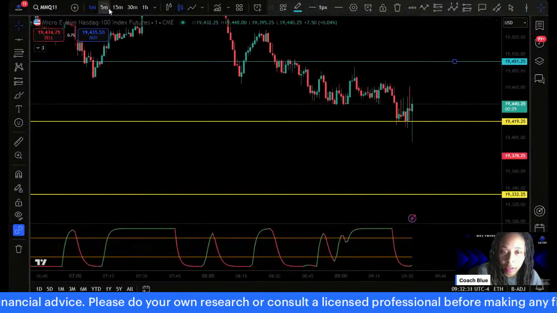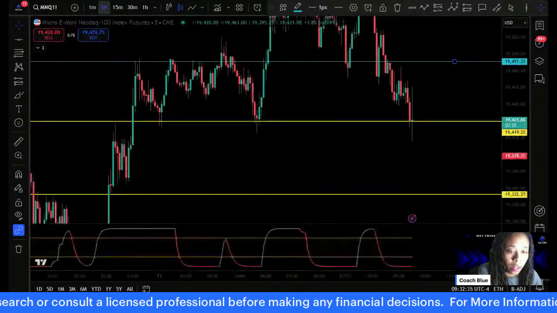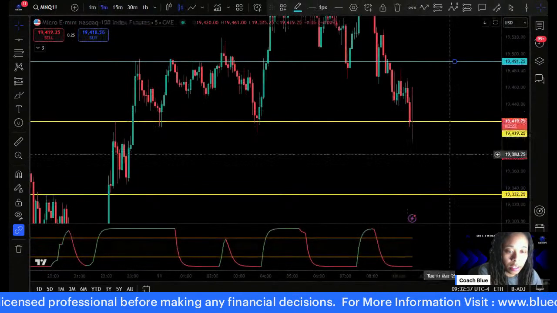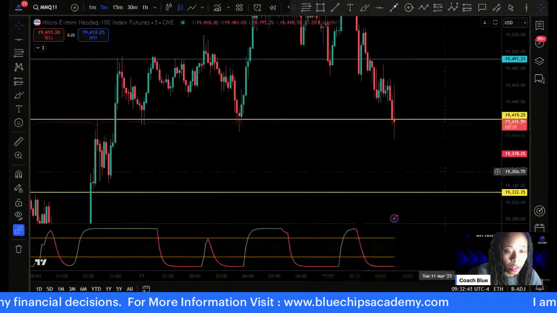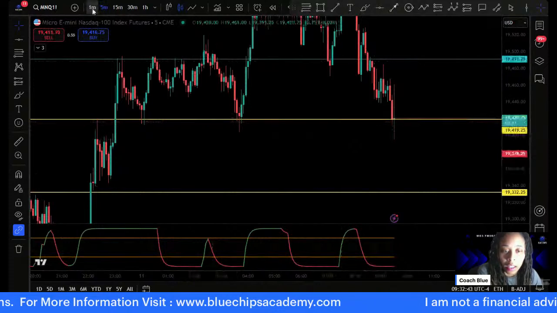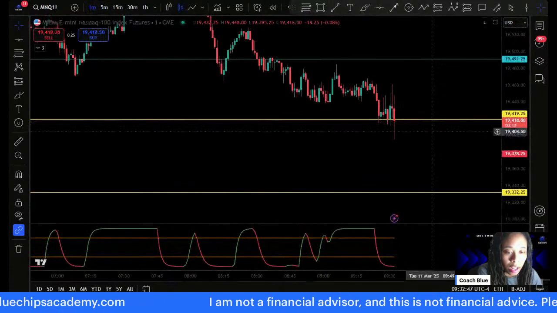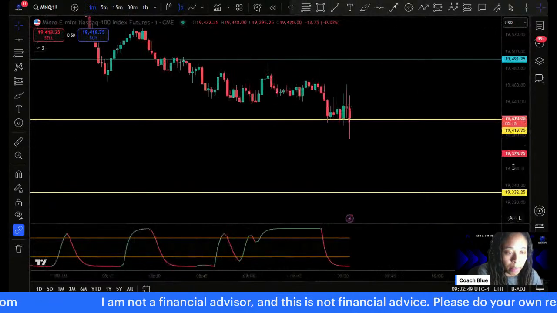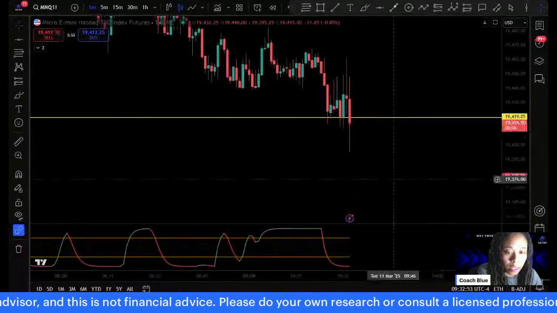So let's go back to our 5 minute and see what we're getting here. We have 2 minutes left on this candle. This is a very interesting candle. It's trying to figure out which direction it wants to move. The 1 minute just gives me the opportunity to get in a quicker entry. I need to see the body of this candle close beneath this key level right here.